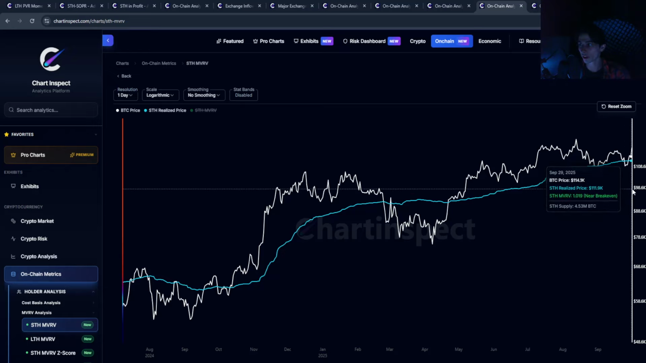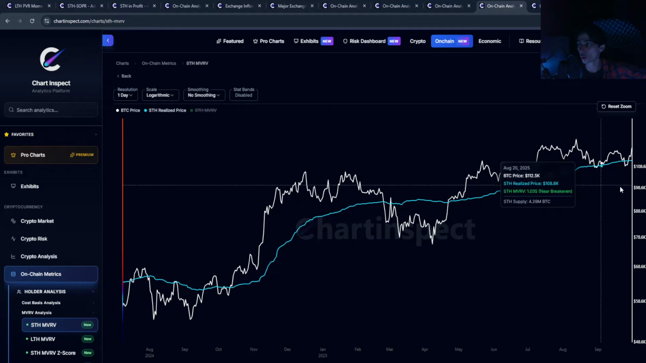So if we hold above that 112K, the short-term holder cost basis, if this starts rising again, that would tell us new money is starting to come in at higher prices. The realized profit and loss data would show us continued profit taking, but at manageable levels. The exchange outflows would continue, but this is a pretty much bullish scenario in my opinion.